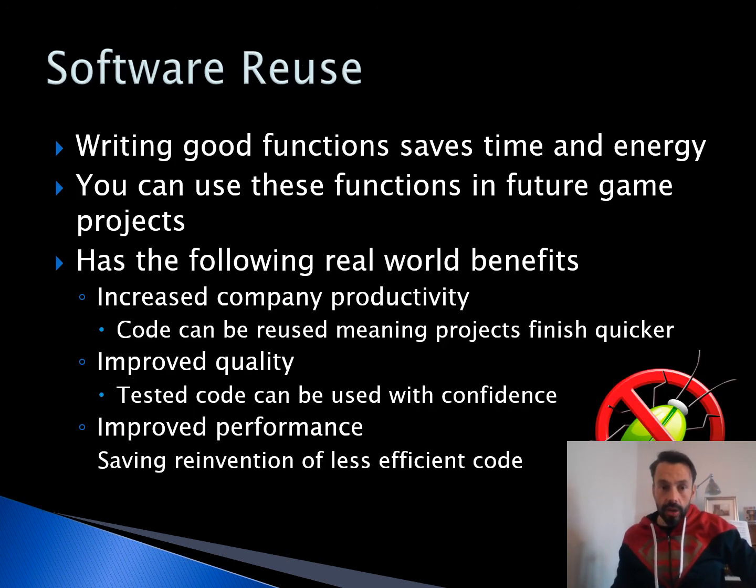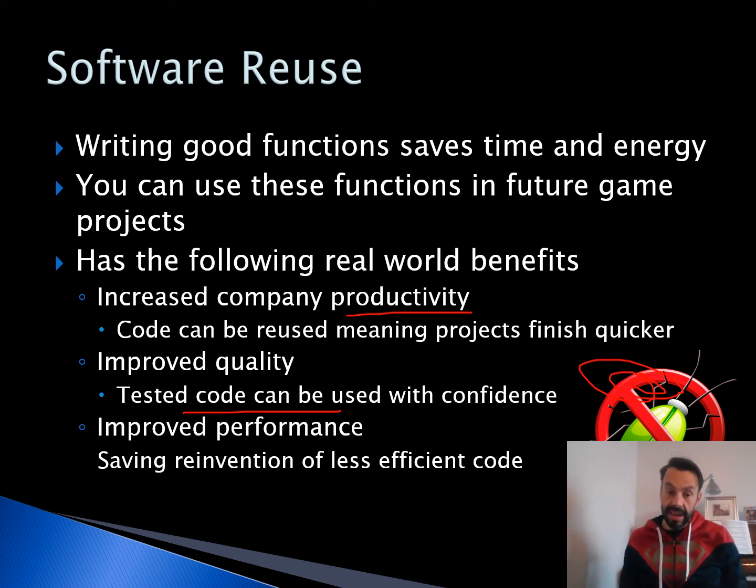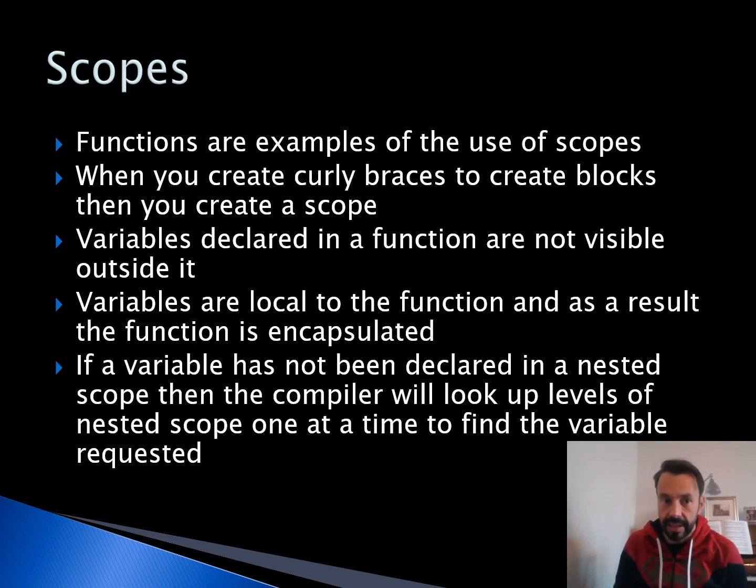Okay. So this is all to do with software reuse. Writing good functions saves time and energy. You can use these functions in future projects, and you can use entire libraries in future projects. So that's the entire idea of it. It has the following real world benefits. Increases productivity in any company, so the code can be reused and finished quicker. It also improves quality because tested code can be used with confidence, so there are no bugs. Improved performance, and you're saving reinvention of less efficient code. Now, programming languages do that all the time, so you've got to be a wee bit careful that you're not reinventing the wheel, as we've discussed.